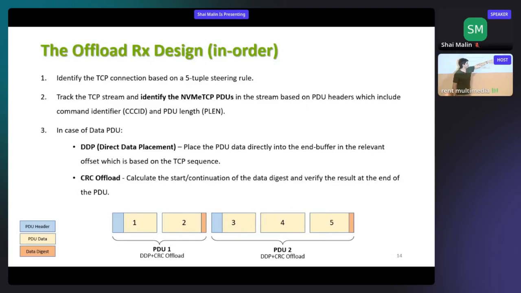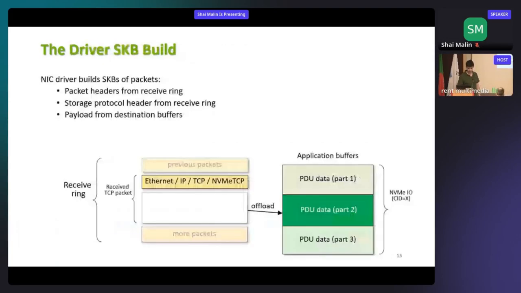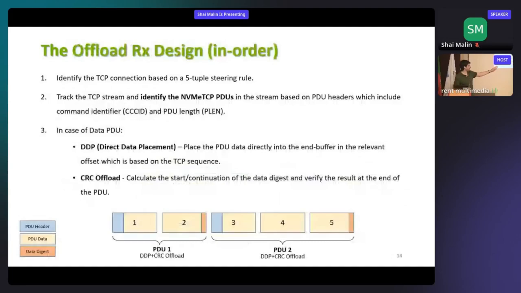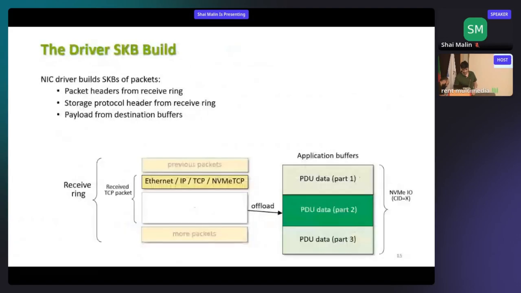And we also have the CRC at the end, and we will calculate the CRC over the PDU, and we'll compare it to the result. Okay. Bottom line here, we'll perform a complete DDP and CRC offload for all the PDUs. Okay, now let's understand better.